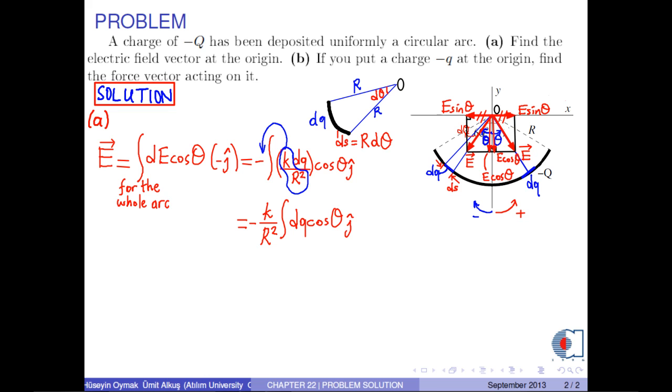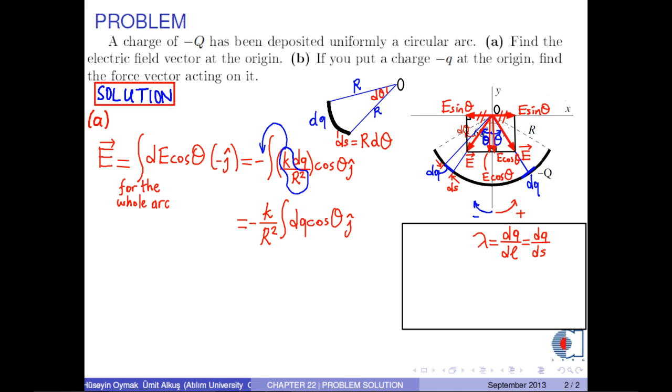In order to progress, let us find an expression for dq in terms of theta. The line charge density of the circular arc, denoted by lambda, is calculated by the formula dq over dl. Here, dl is ds. From this, dq is obtained as lambda times ds. Since charge negative capital Q has been deposited uniformly, lambda is also calculated by the formula total charge over total length.